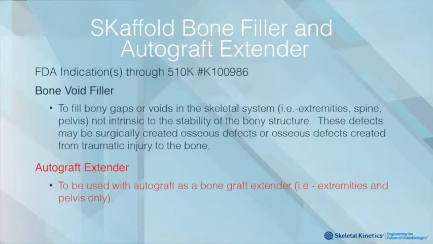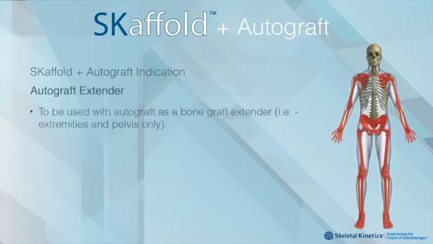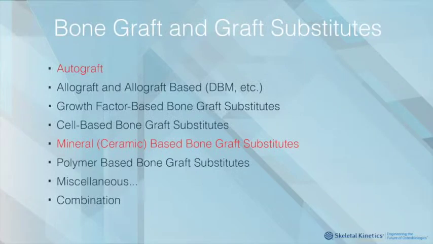As has been mentioned earlier in this video, SKaffold has a second indication which is unique to it amongst all other alpha TCPs and calcium sulfate grafts. It can be used as an autograft extender. This means it can be used with autograft as a bone graft extender, in example, extremities and pelvis only, meaning not in the spine. At this point, this graft becomes a combination graft. It combines both the properties of autograft with that of a mineral or ceramic-based bone graft substitute.